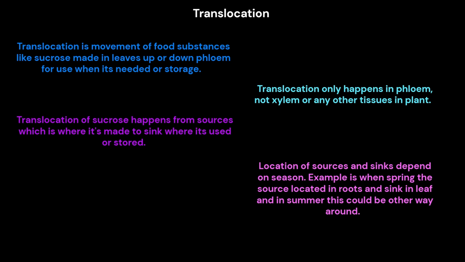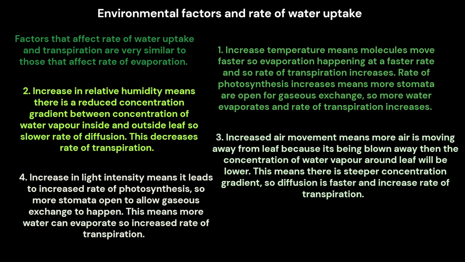allowing gases to be exchanged with less evaporation, as the lower surface is shaded and cooler. Translocation. Translocation is the movement of food substances like sucrose made in leaves up or down the phloem for use when it's needed or for storage. Translocation only happens in phloem, not xylem or any other tissues in the plant. Translocation of sucrose happens from sources, which is where it's made, to sinks, where it's used or stored. The location of sources and sinks depends on the season. An example is that in spring the source is located in roots and the sink in leaves, and in summer this could be the other way around.